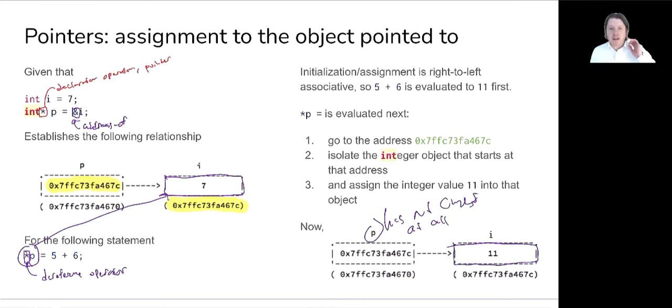And that's exactly what this dereference operator is doing, it's giving us the object to which P points. So again, effectively by writing P dereferenced, we're getting this object back. That would effectively be the same thing as writing I is equal to 5 plus 6 at this point.